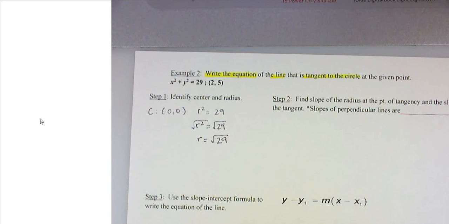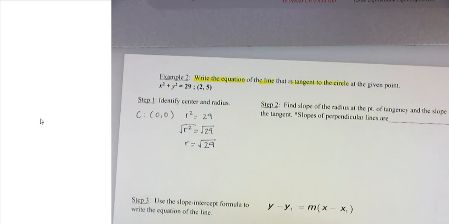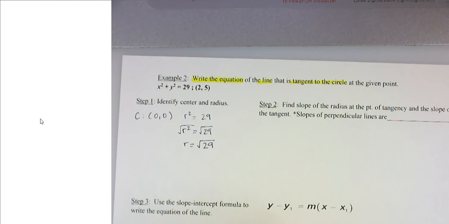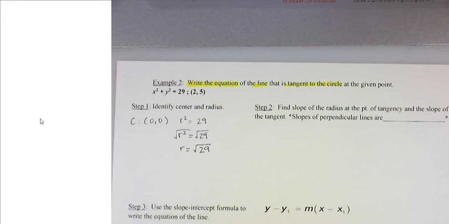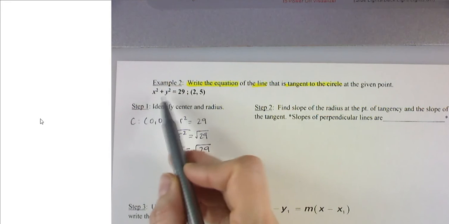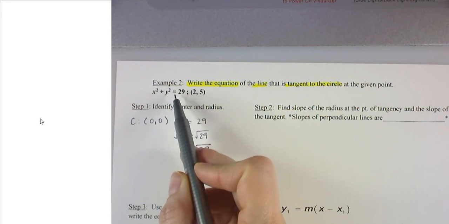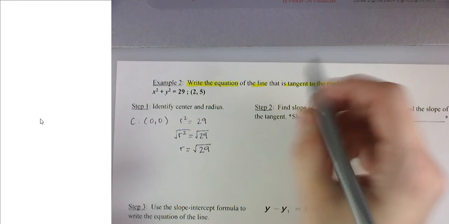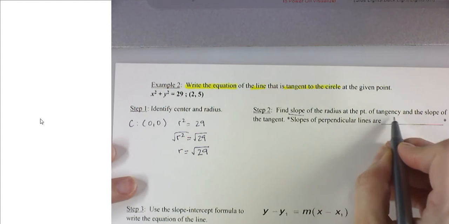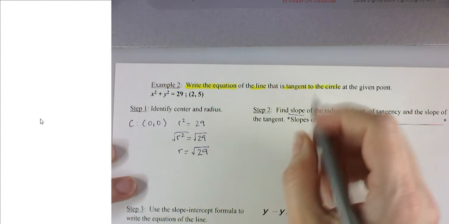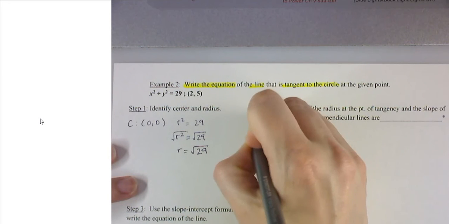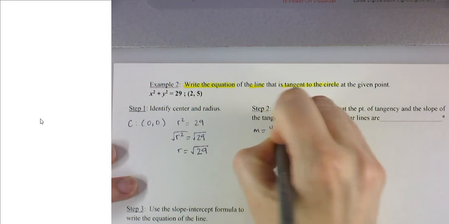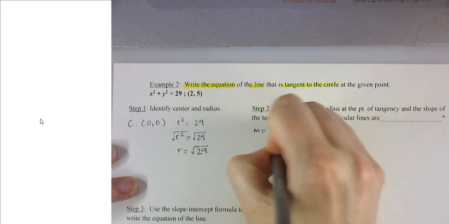All right, now we're going to find the slope of the radius at the point of tangency, and that's going to help us find the slope of the tangent. Okay, so we have this circle and then this point, so we are going to find the slope at the point of tangency, and to do that we're going to use our slope formula. So the slope equals y2 minus y1 over x2 minus x1.